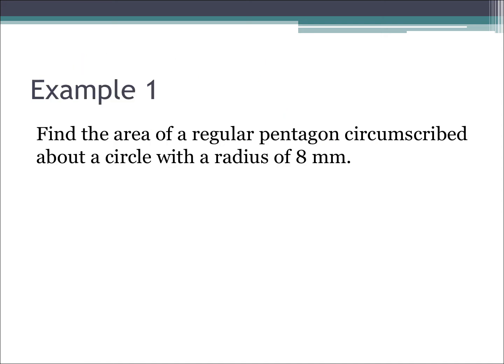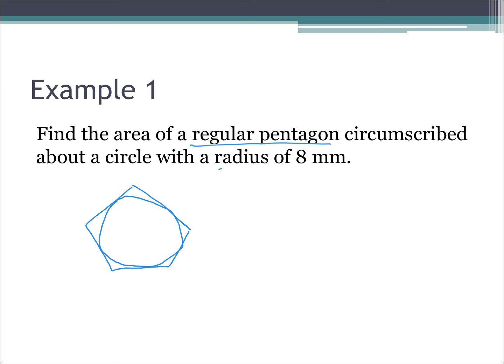Let's practice. So in this one, we have a regular pentagon. So I'm going to draw my regular pentagon, and it has been circumscribed about a circle. Now remember, the word circumscribed means that it has been drawn around a circle. And here we have our pentagon. It's not the best, but it'll work. And here we have our circle that is inscribed inside the pentagon.